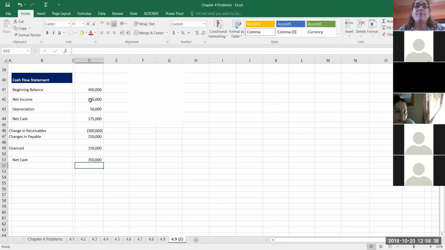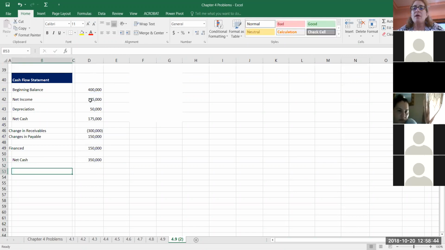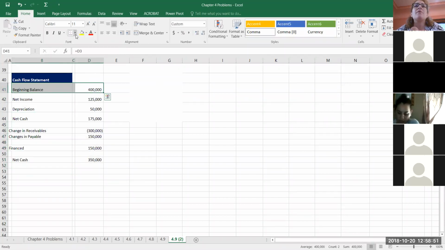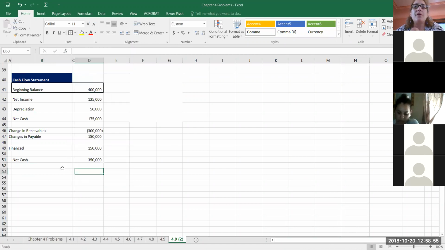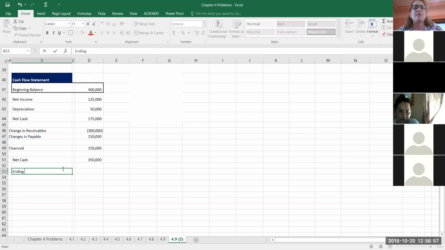Including our net income, all right? That's $350,000 of cash that we actually had for the period. So we're going to do an ending cash. We have our beginning cash up here, which is the 400. I'm going to just highlight it. And then we're going to do our ending cash.